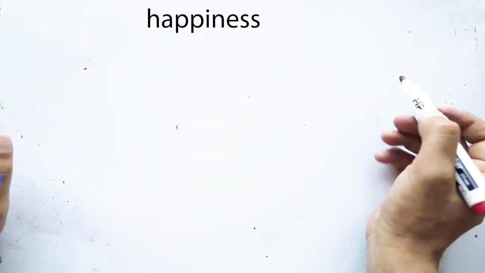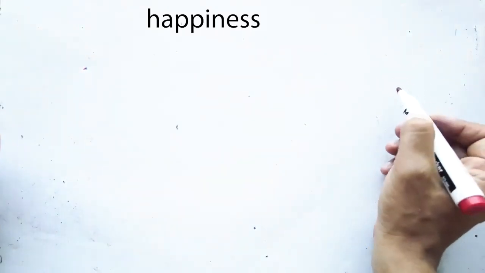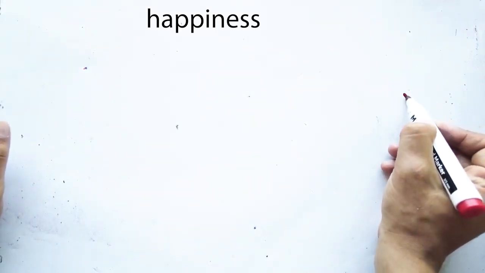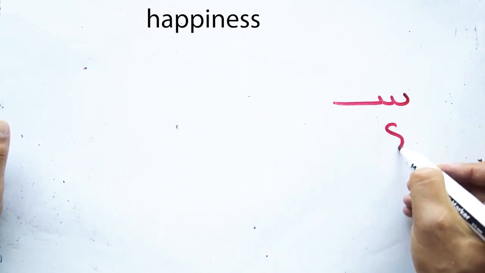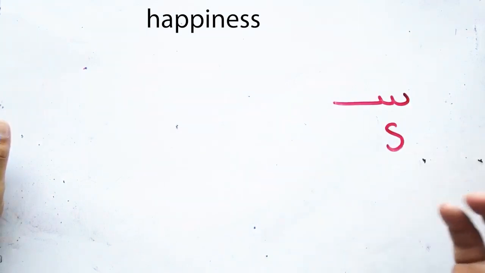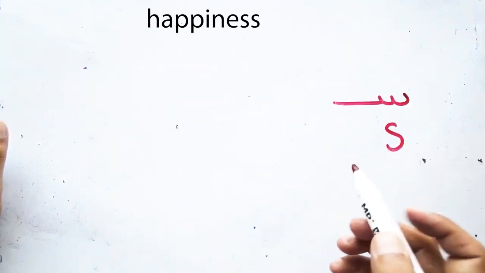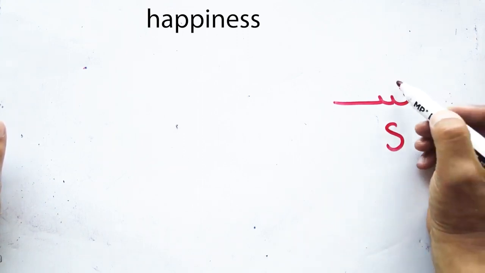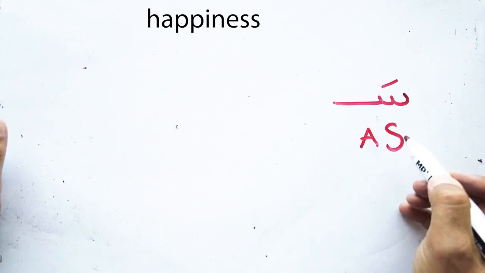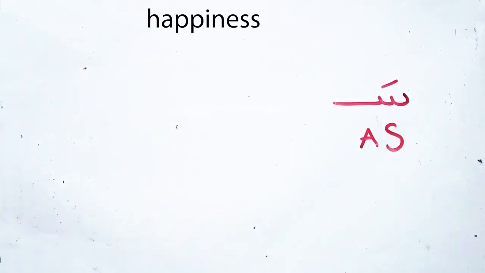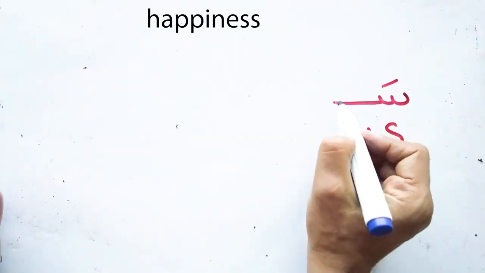Sa'ada. Sa, sa, sa. I have here the sound of S. We write from the right to the left in my lessons. Okay? S. This mark on the top sounds like A. So here, s, a.